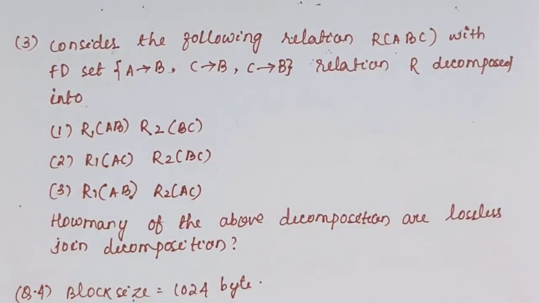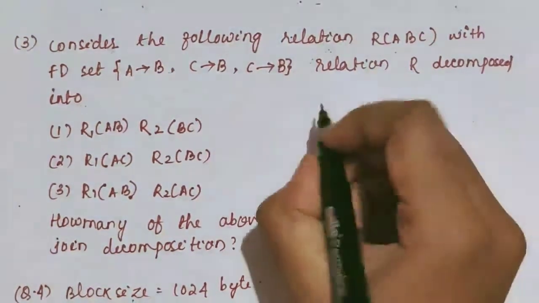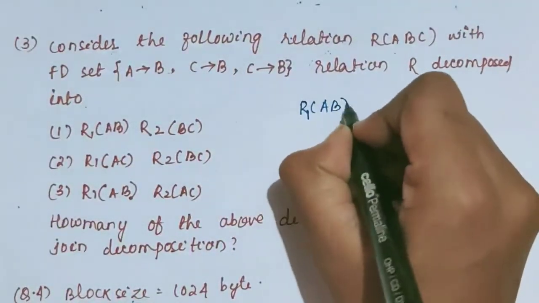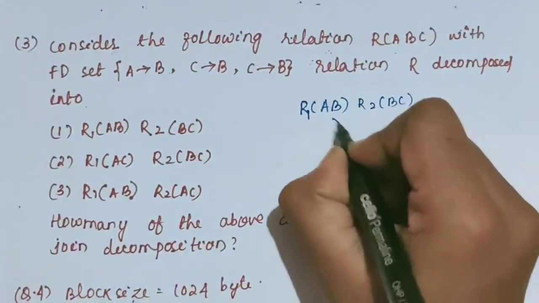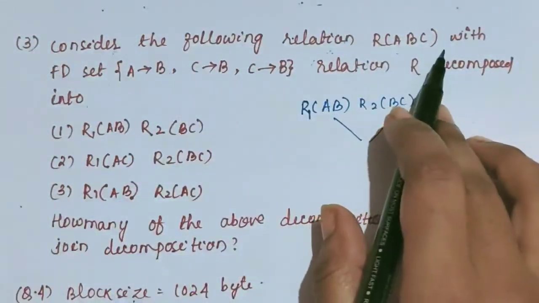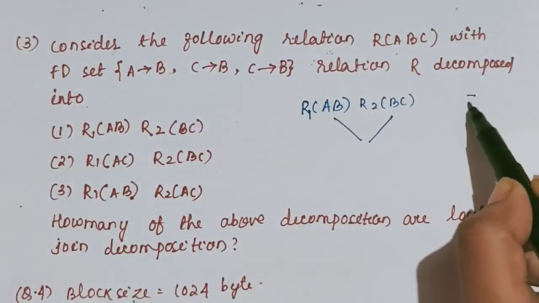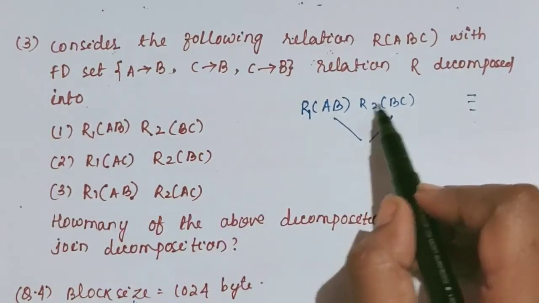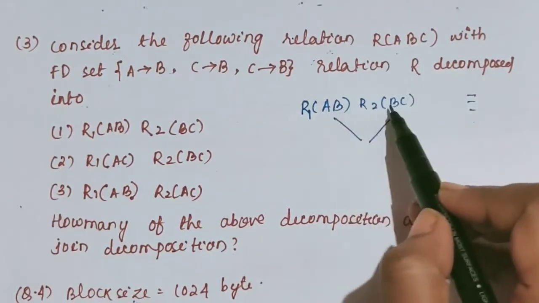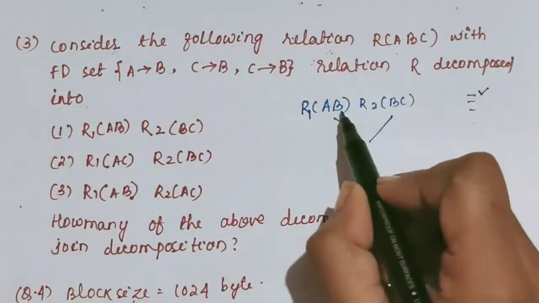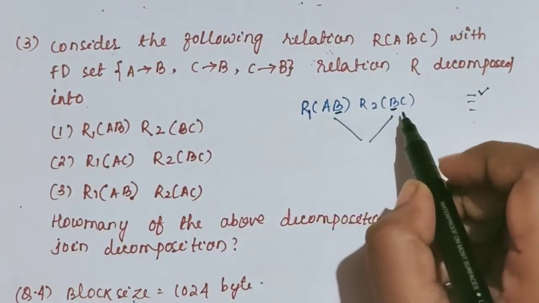So if we find this one, R of ABC is decomposed into R1 of AB and R2 of BC. If we join these, we have to find the same relation as R of ABC. So whenever you have to check two or three things like this. If you take the union of R1 and R2, then you should find the main relation: AB union BC gives ABC. So the first option is correct. Then you have to find the common variables' closure.